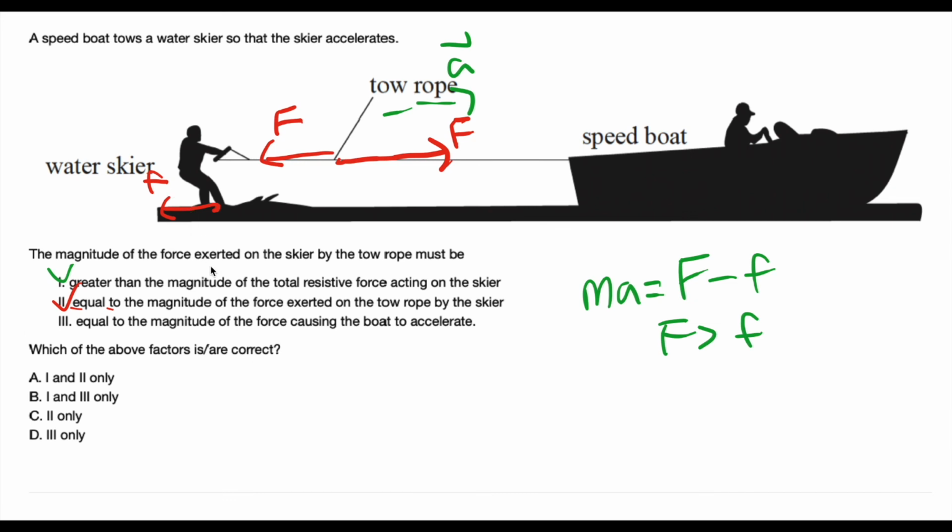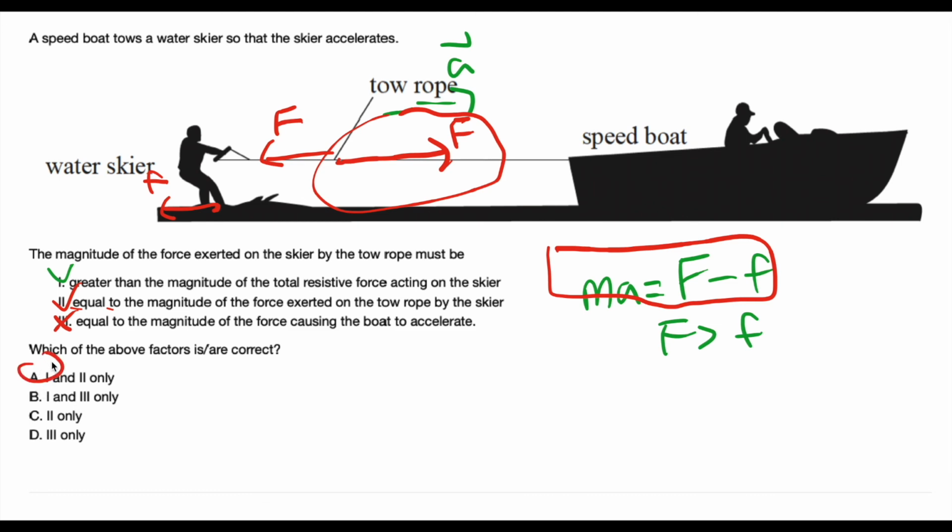The force exerted on the skier by the tow rope must be equal to the magnitude of the force causing the boat to accelerate. So this is wrong because you also have friction. So that force does not equal this force F here, but equals this equation here. Right. So the third one is wrong. So A is correct.